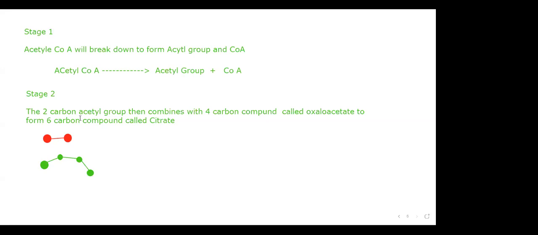This is the acetyl group. What is this? 4 carbon, oxaloacetate. They form what? They form a 6 carbon compound called citrate.